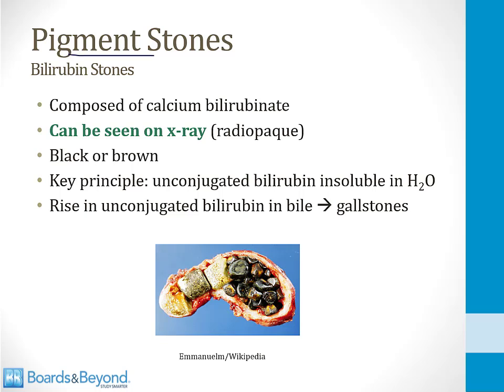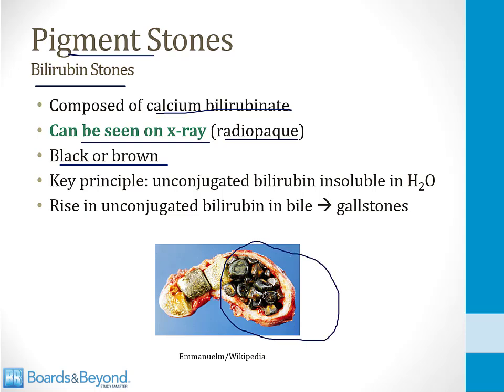Cholesterol gallstones are the most common type of gallstones, but there is another type of gallstone called pigment stones or bilirubin stones. And the reason they're called bilirubin stones is because they come from excess bilirubin. They are composed of calcium bilirubinate. These can be seen on X-ray. Unlike cholesterol gallstones, they are visible on X-ray. They're called radio-opaque. They're usually black or brown in color. If you look at this picture on the screen, there is a collection of dark gallstones in this patient's gallbladder, and those are pigment stones.